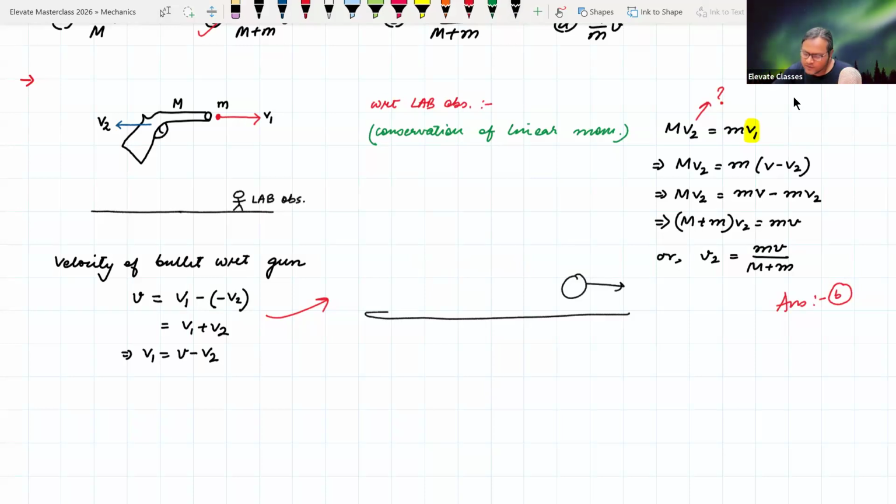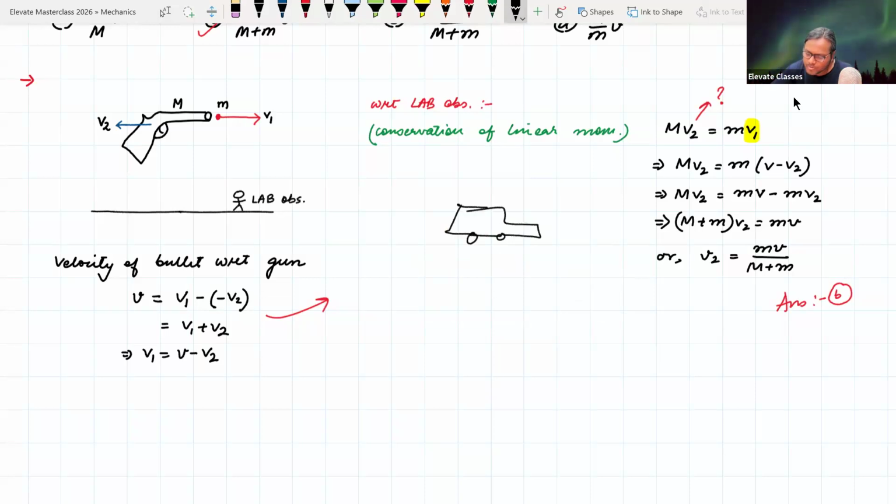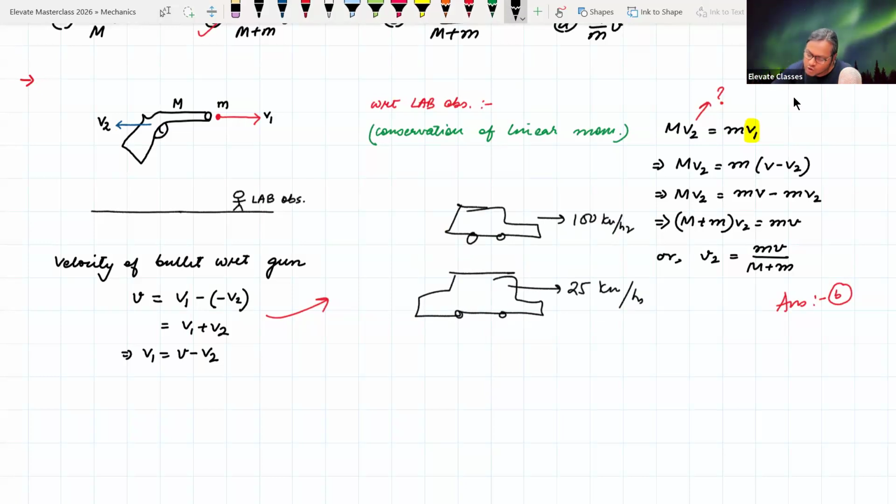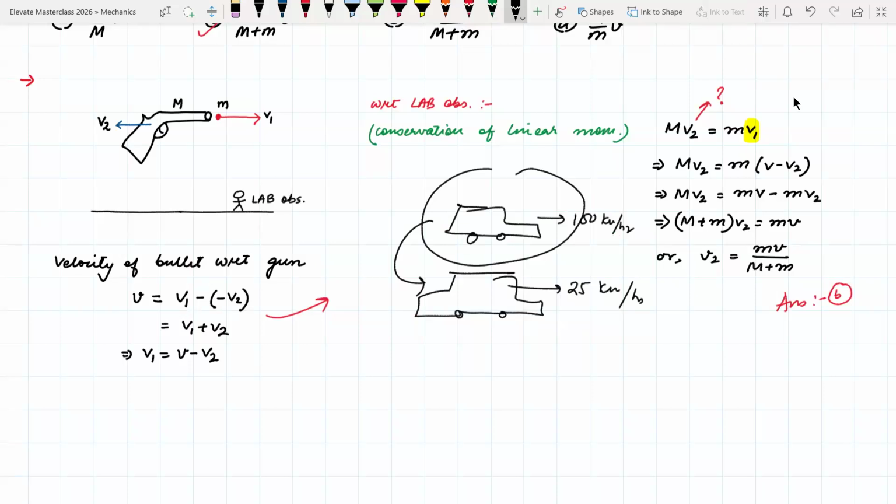Yes? Okay, let me give you 2 questions. There are 2 cars. One is moving at 100 kilometers per hour in this direction, and another is moving at 50 kilometers per hour or 25 kilometers per hour in this direction. What is the velocity of this car with respect to the second car? 75. So conceptually, you understand what's happening.